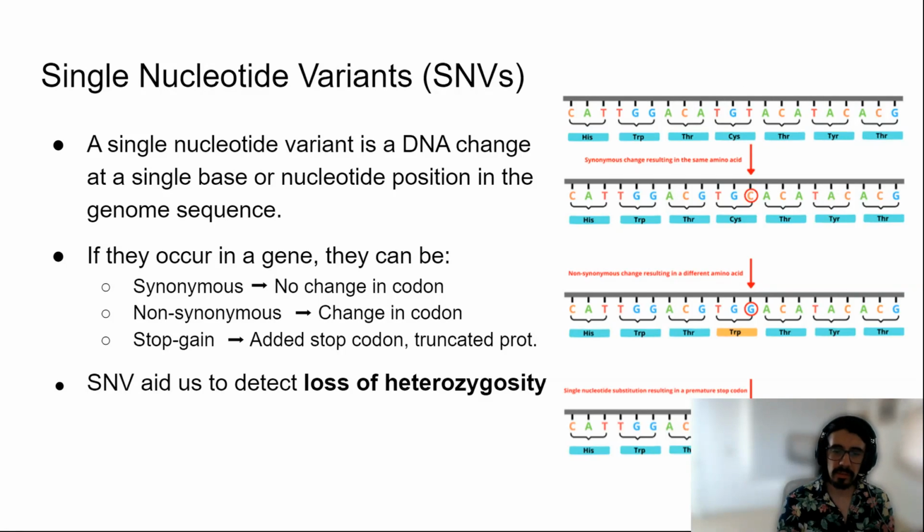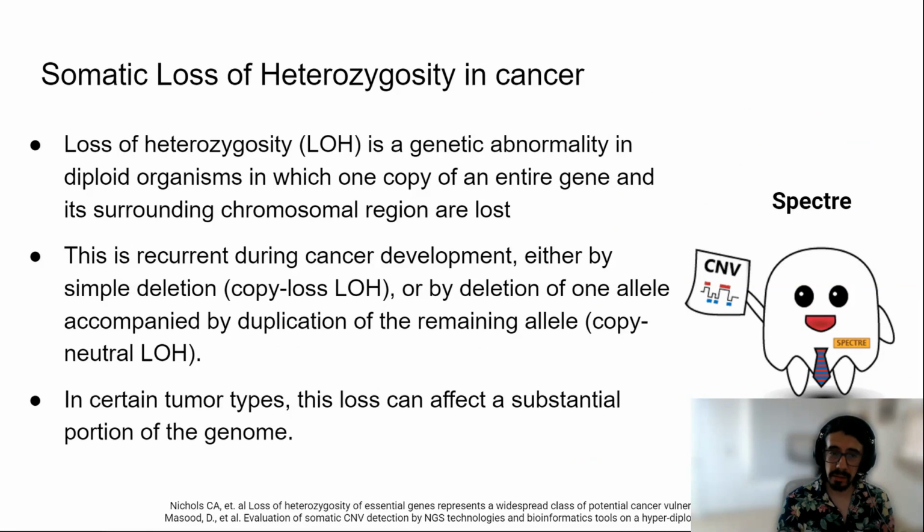Also, these SNVs aid us to detect loss of heterozygosity, which is a genetic abnormality of diploid organisms in which one of the copies of the gene or part of the genome are lost. So we are diploid organisms. We have inherited one copy from mom, one copy from dad. So if we lose one of those, we see there's loss of heterozygosity.